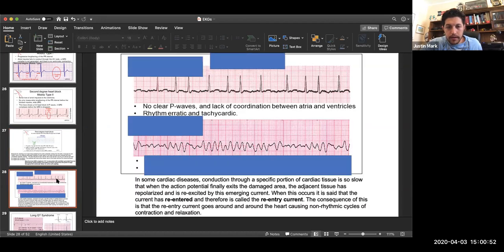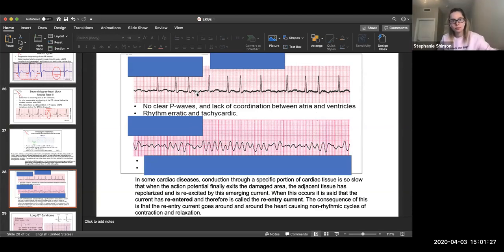All right. Now, these are two very specific rhythms. I kind of gave some clues here for this first one. So we have no clear P waves. We have a lack of coordination between the atria and the ventricles. The rhythm is erratic and tachycardic. So when we try to calculate the heart rate using that counting and divide into 300 method, we're assuming that those RR intervals are consistent, right? They're regularly regular. But in this case, they're not. They're irregularly irregular. So what rhythm do we have here?